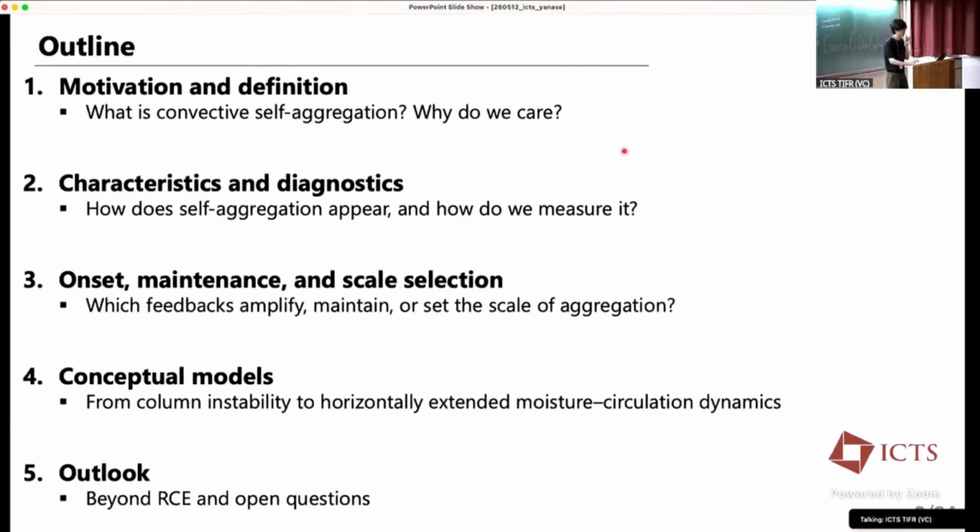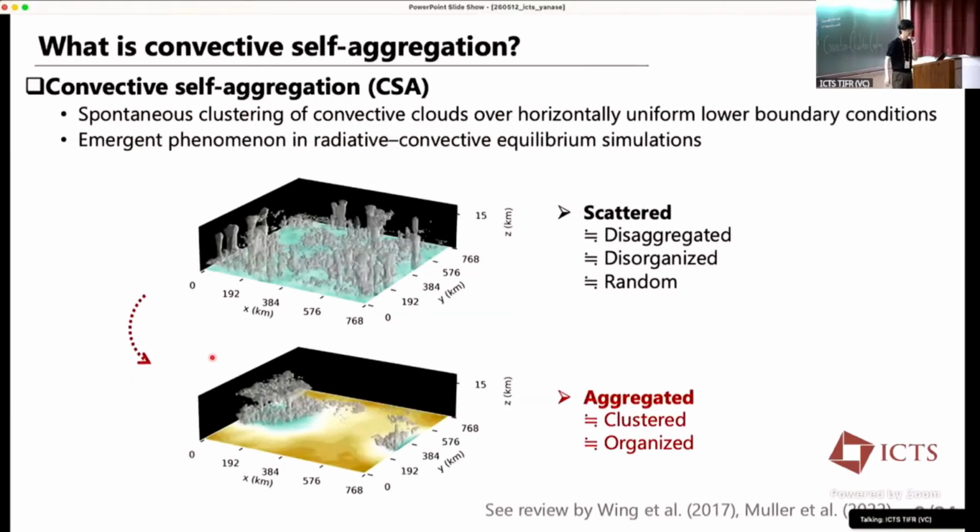This lecture consists of 5 parts. The first is what is convective self-aggregation and why do we care? Next is how does self-aggregation appear and how do we measure it? The third point is which feedbacks amplify the self-aggregation, what physical mechanisms maintain it, and what sets the scale of aggregation. The fourth part is a conceptual model, and I will briefly introduce some simple models, from the column model to more horizontally extended moisture circulation dynamics. And finally, I will briefly touch on going beyond RCE, not only idealized uniform non-rotating RCE, but also more broader tropical dynamics and open questions.